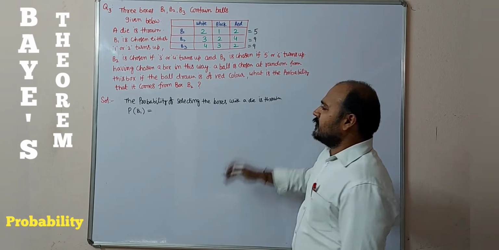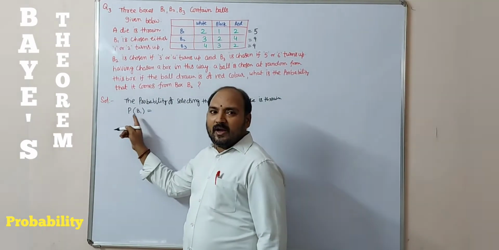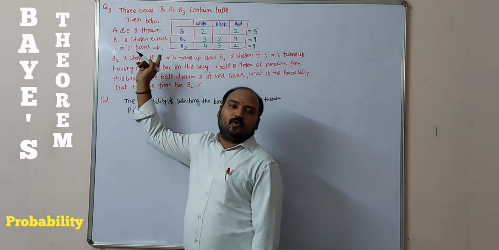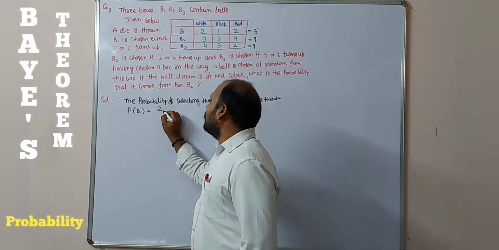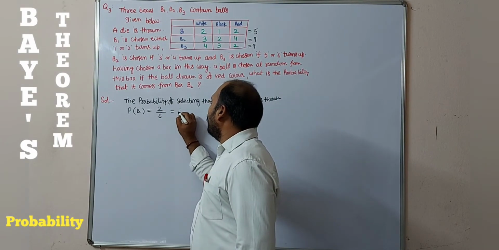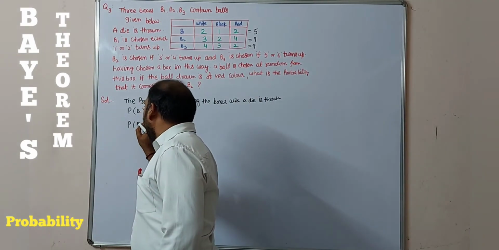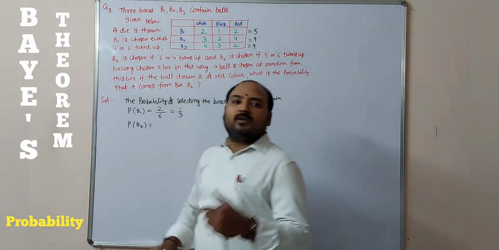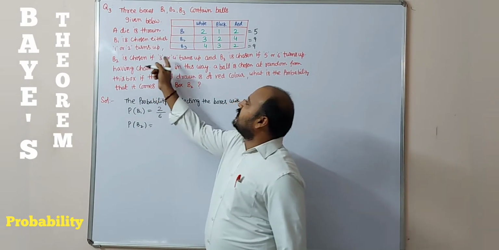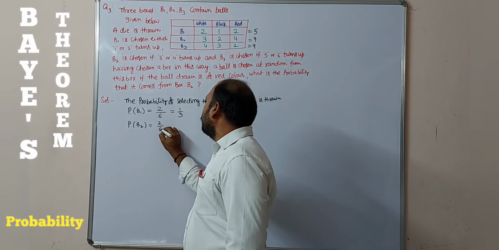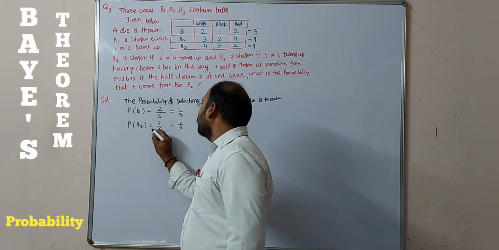But the die is thrown is enough. To select box 1, the die turns up either 1 or 2, so a total of 2 numbers out of 6. It will be 1 by 3. To select box 2, P of B2, the die turns up either 3 or 4. Total 2 numbers, 2 by 6, which is also 1 by 3.